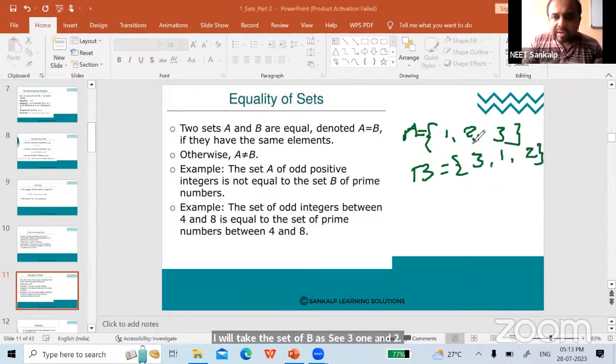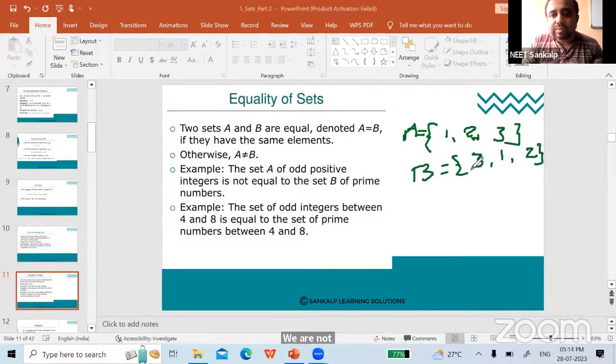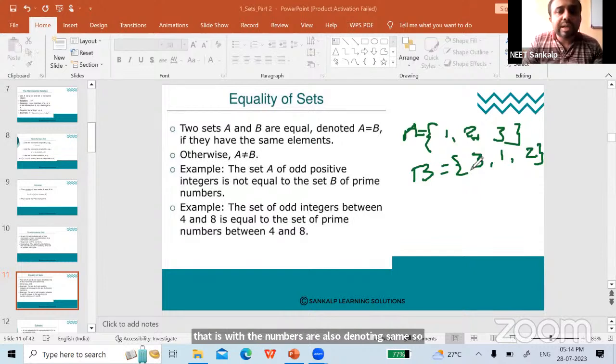If you check sets A and B, all the elements are the same. All the members of set A and set B are the same. Whether the order is the same or not, we are not considering. The elements must be the same: 1, 2, 3 and 3, 1, 2. So 3 is with 3, 2 is present, and 1 is present. Both sets have equal elements and the same size, so this is called A is equal to B.